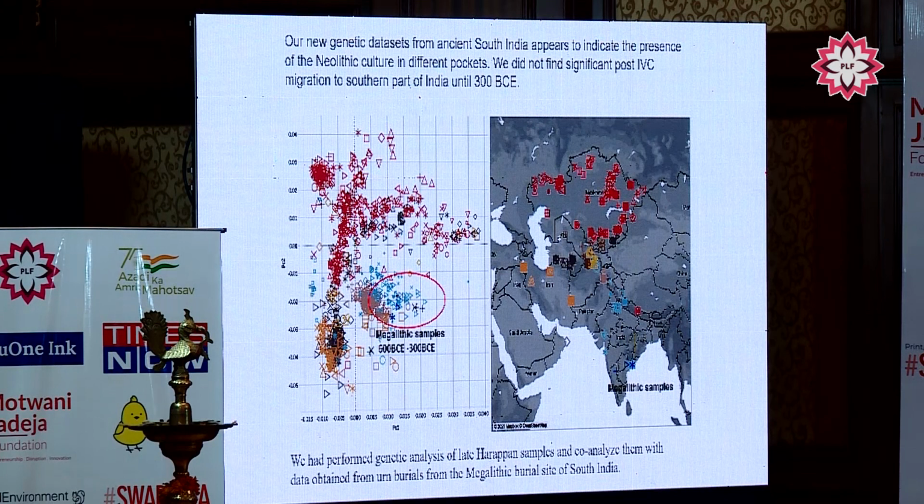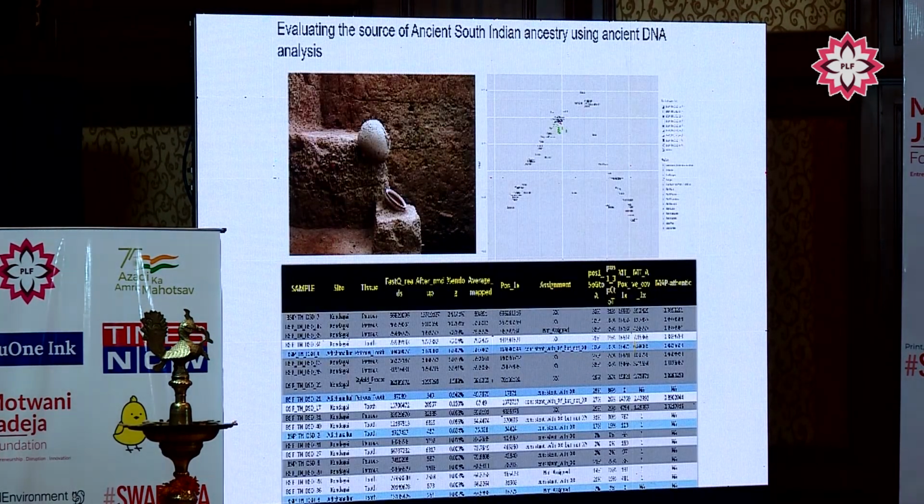And we have other evidence also from Keeladi, Tamil Nadu. I am working on these samples, and we have found cultural continuity and genetic continuity also in this region. So in Tamil Nadu, all the ancient samples are completely matching with the modern populations. So they have a long-lasting cultural and genetic continuity.